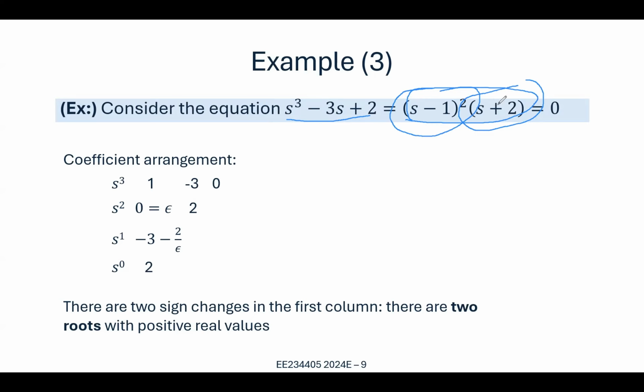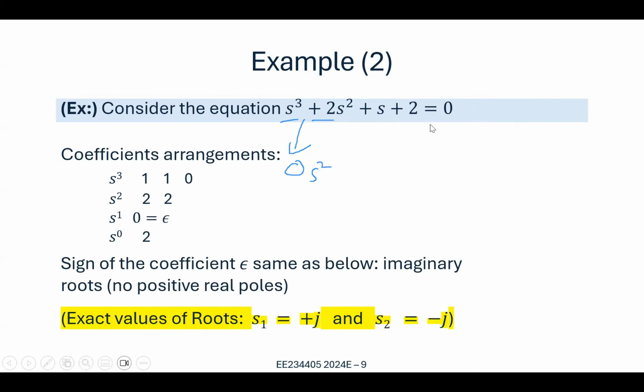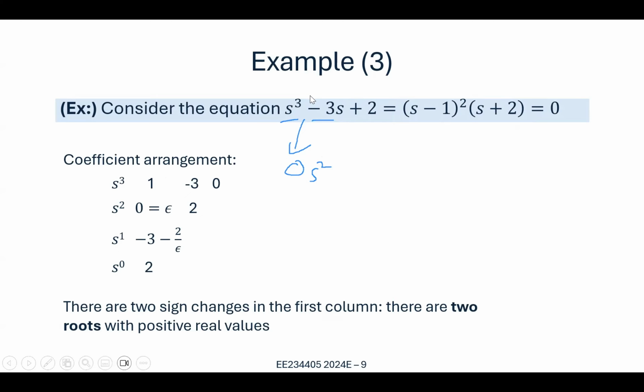So for this equation, we have s to the power of 3, and this has a 0 value in the s to the power of 2. We actually know that this is unstable because we already have 0 and a negative here, which is a big red flag. Here we have a positive, so we don't know, but here we have a negative, so we already know at this time that some poles have positive real values.